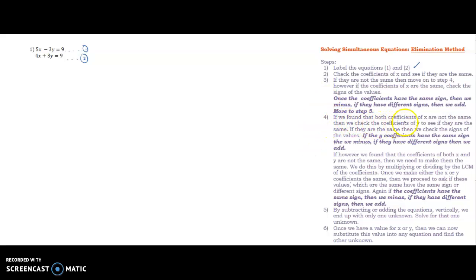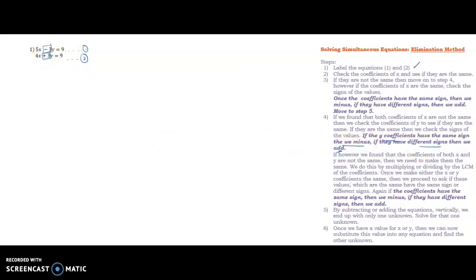If we found that both coefficients of x are not the same, then we check the coefficients of y to see if they are the same. So now let me check my y's. My y has minus 3 and positive 3. So that's interesting. They say then, if they are the same, we check the signs of the values. If the y coefficients have the same sign, then we minus. If they have different signs, then we add.